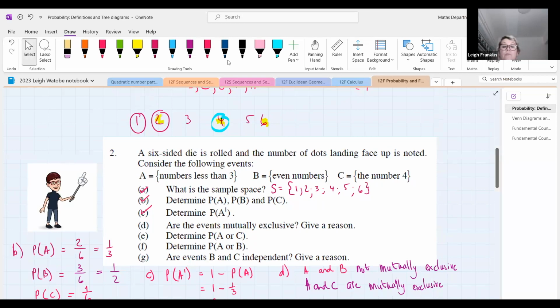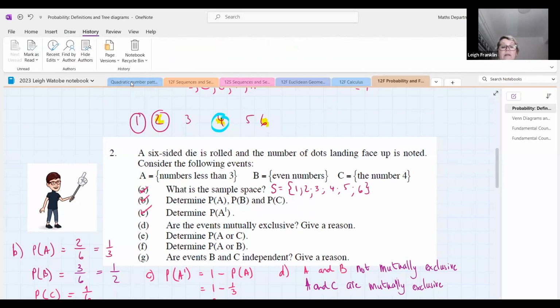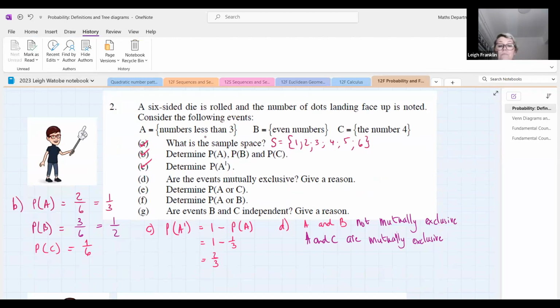And now let's compare B and C with each other. So what about B and C? Are they mutually exclusive? No, they're not. Okay, because 4 is an even number. So B and C are not mutually exclusive.